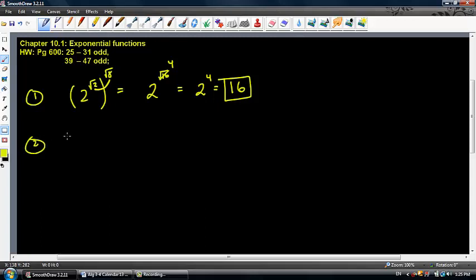The next one here, same idea. If I go 7 to the 3 rad 2 times 7 to the 4 rad 2. Well, remember, when we're adding two things that are of the same base, the base carries over, and then I just add the exponent. So it's going to be 7 to the 7 rad 2. And that's as far as I can go with that problem.